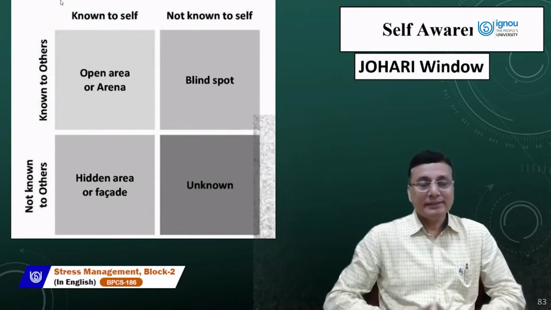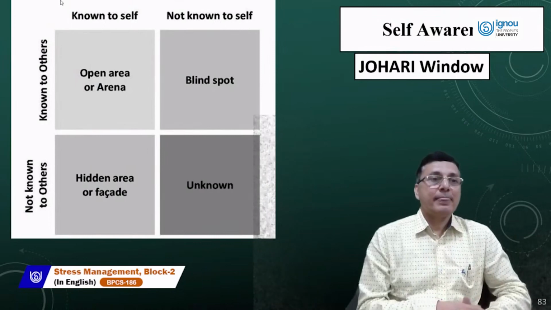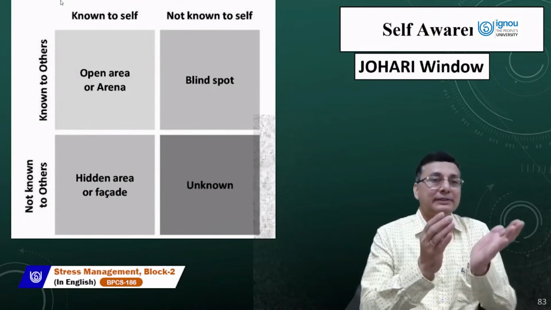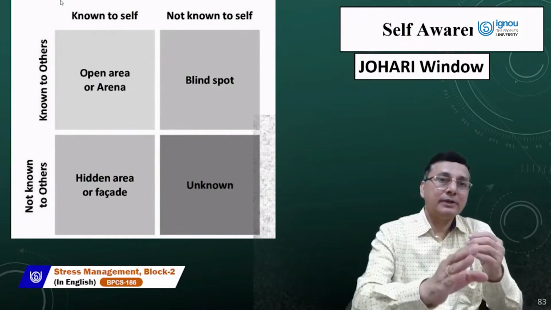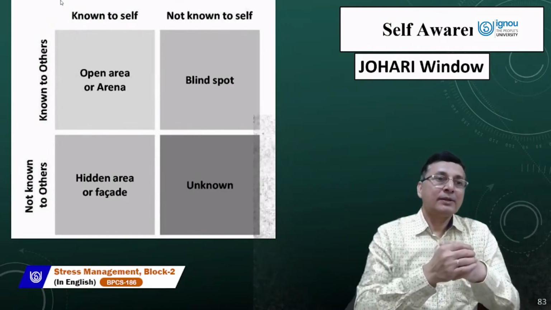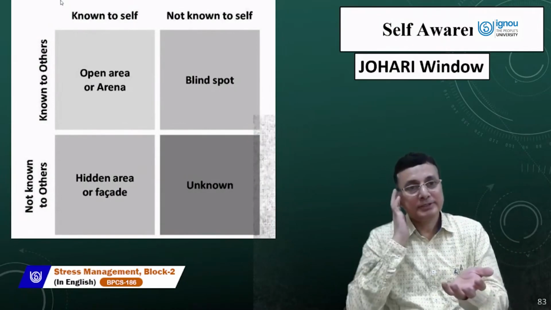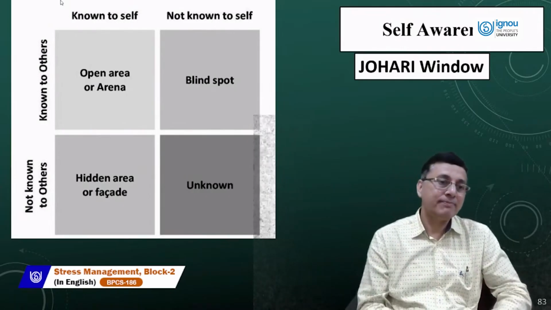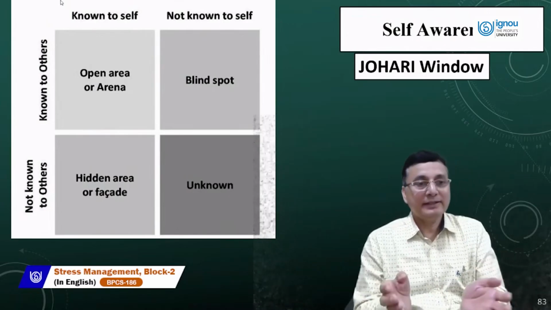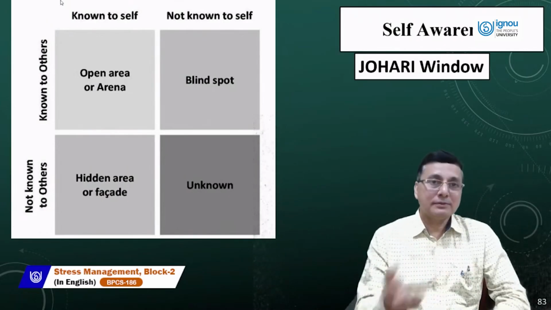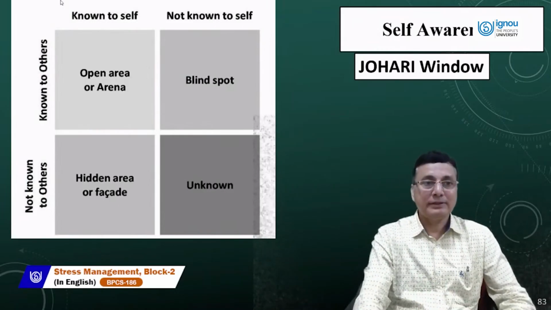So let us see this matrix also. If you are known to self and known to others, it is an open area called arena. But if you are not known to yourself but known to others, others know about those traits but you are not aware of them, these are called blind spots. If you are known to self but not known to others, it is the hidden area. And if you are not known to self and not known to others, it is the unknown or dark area.